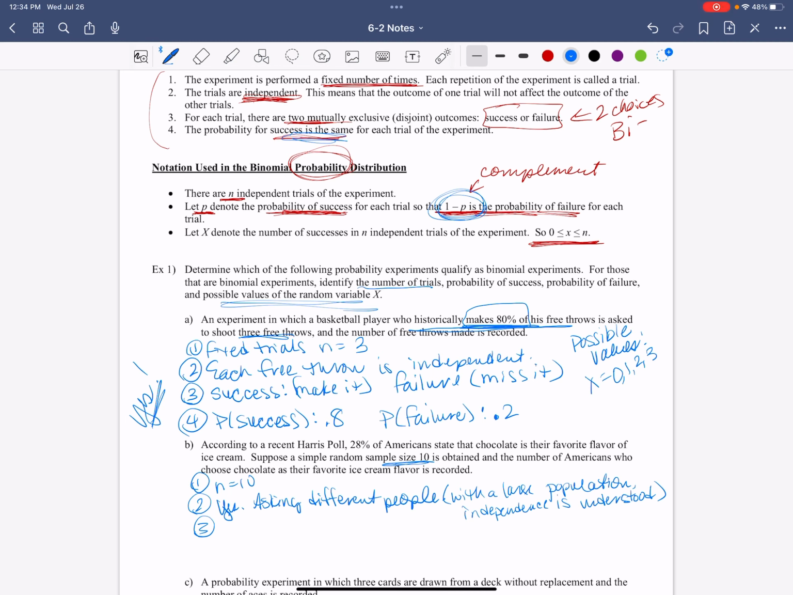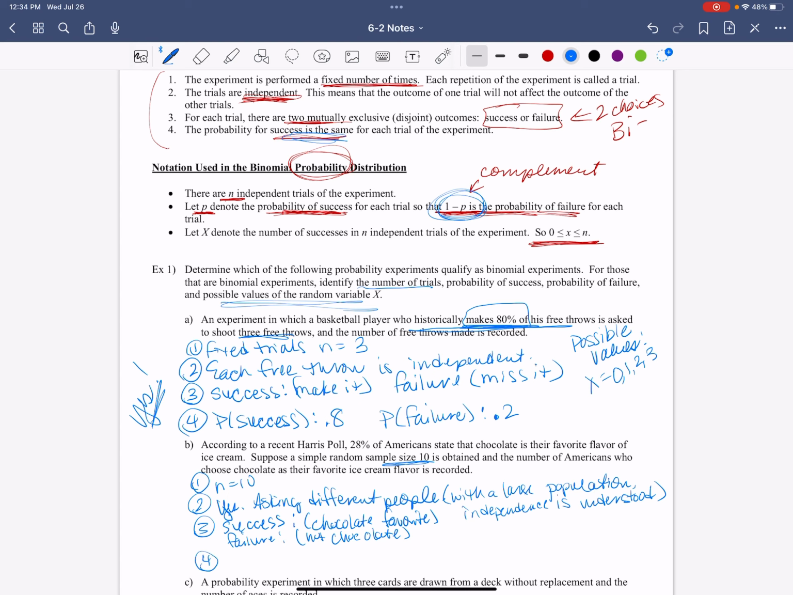Okay, so success would be what? Chocolate is favorite. And I'm running out of room here. I should have made more room on this page, right? What's my failure? Not chocolate, yep. I don't care what it is, just the fact that it's not chocolate, right? Those are my two options.